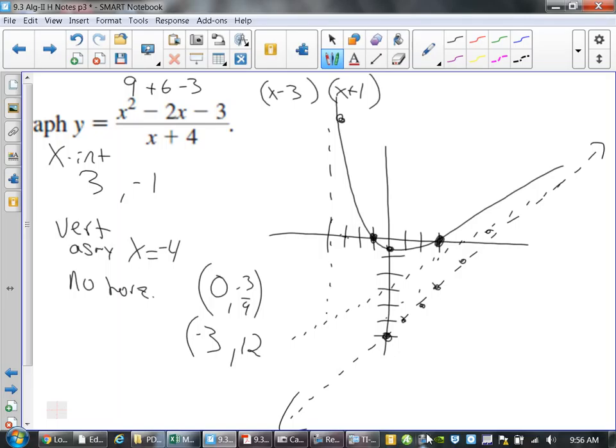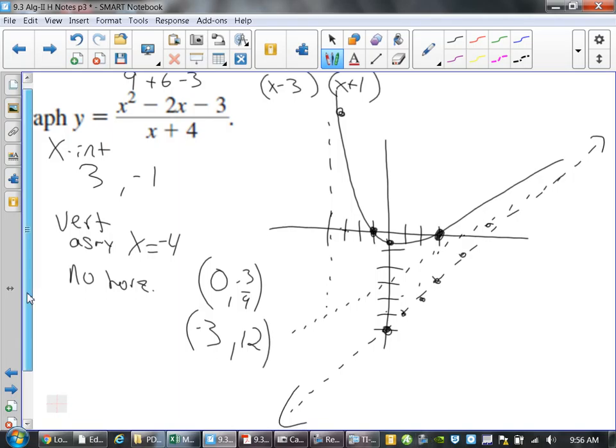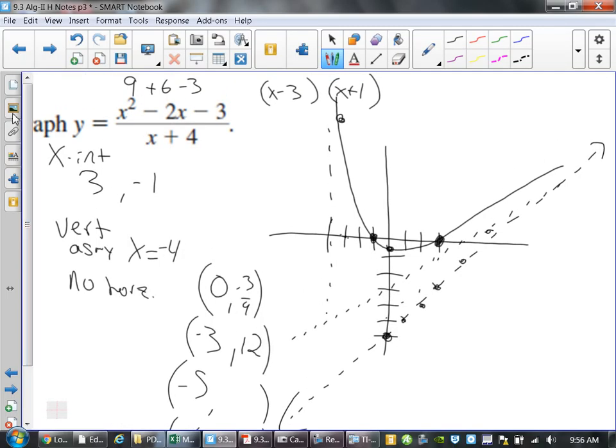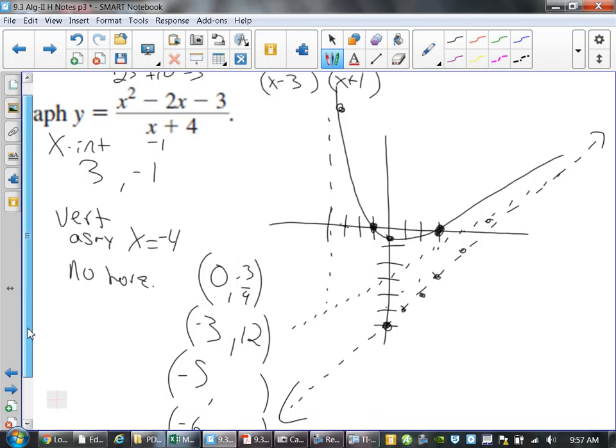So now we have that one side. The other side, we still have to get a couple of points. We'll use -5. If I use -5, I'm going to get 25 plus 10 minus 3 over -1. So that would be 35 over negative 1, negative 32. So -5 and negative 32. Just put it somewhere.